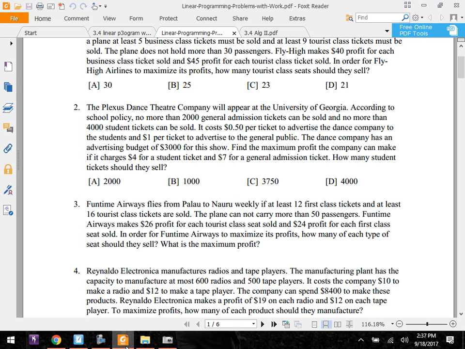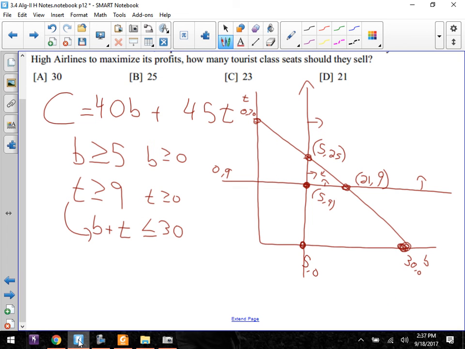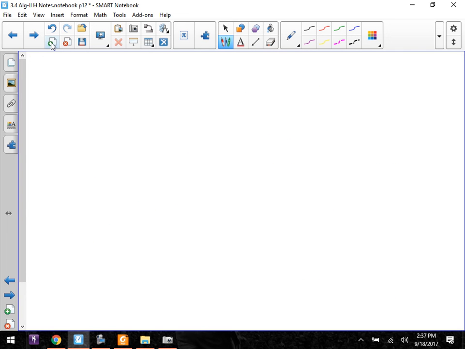Now, what's the objective? Make money again, okay? So if I'm going through this one, I know that my objective is that I got $4 per student, $7 for general. I'm going to use S and G. Okay, that's for student and general. So where am I going to put my S? On the X? Yeah, the X. And G on the vertical. Okay, just to get ahead of ourselves.